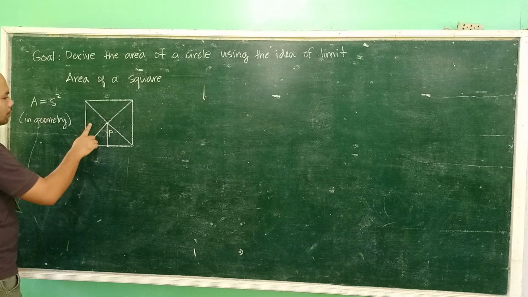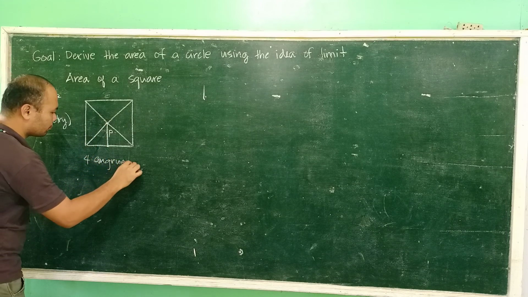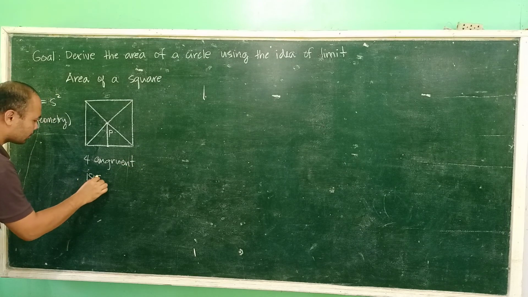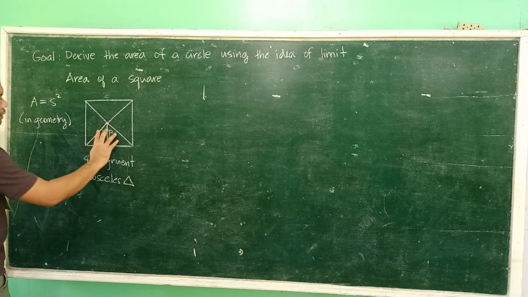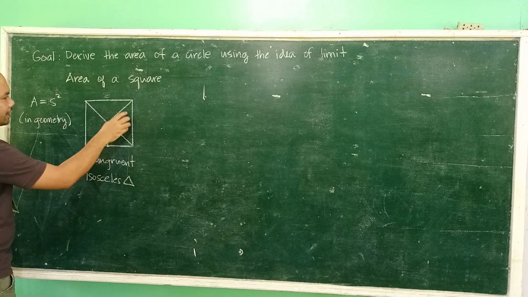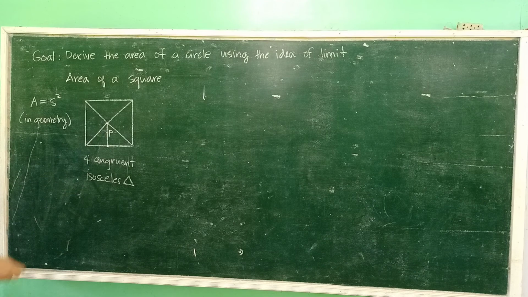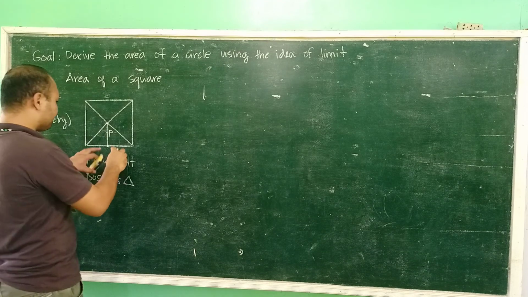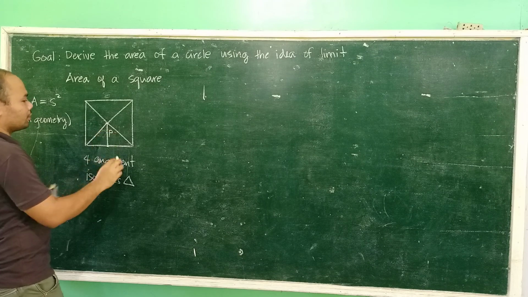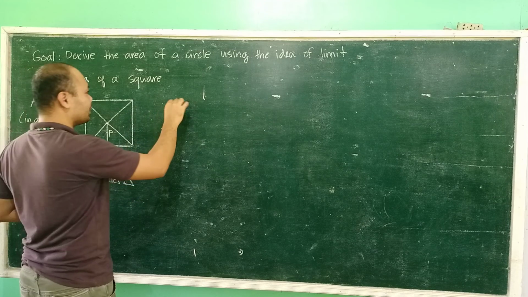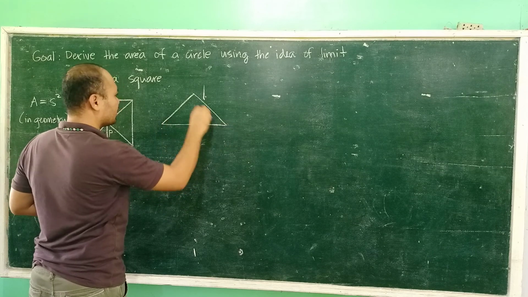So we have four congruent isosceles triangles. This is the first isosceles triangle, the second, the third and fourth. So there are four. All of these isosceles triangles are congruent. Now, we will take this part of the square and magnify it a little. So we have here, this is P.